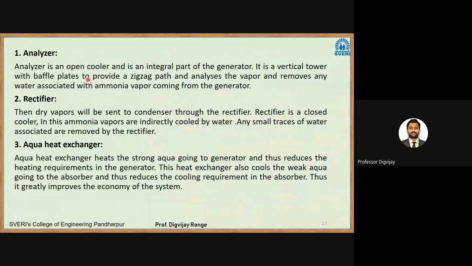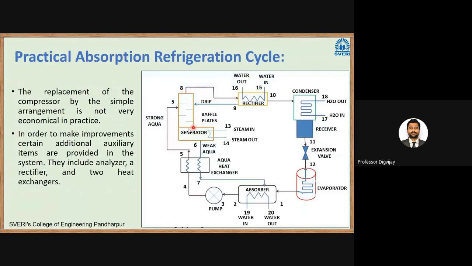Analyzer is an open cooler and is an integral part of the generator. It is a vertical tower with baffle plates to provide a zigzag path, and analyzes the vapor and removes any water associated with ammonia vapor coming from the generator. See here, the objective of the generator: because of the difference in boiling points, first ammonia is liberated, or separated from the strong solution, and then water is sent to the absorber. But in this ammonia vapor, some water droplets will also be there, and we want to remove those water droplets.